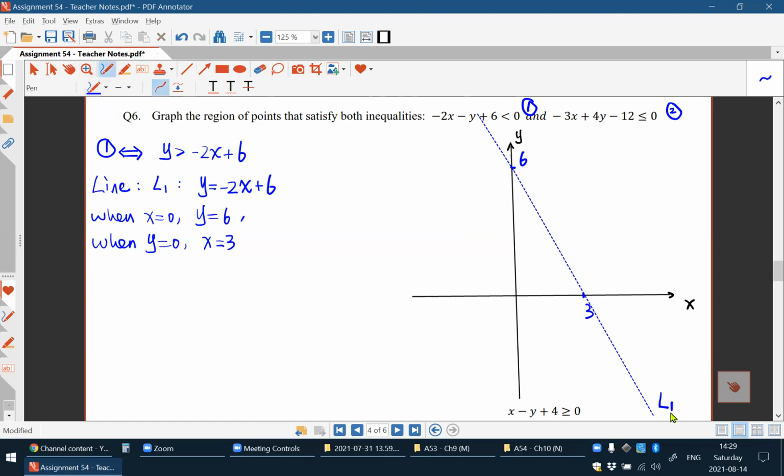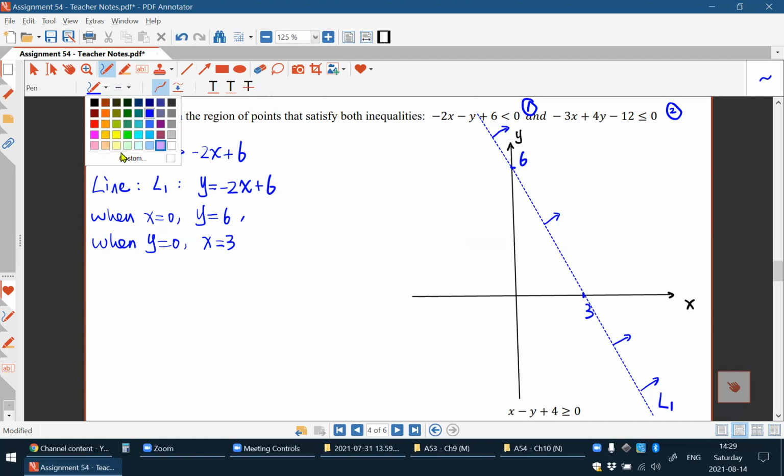L1. And the inequality says y should be greater than this line, right? Greater than means the region should be above this line. So this is our corresponding region, which is above this line, right? Okay, now let's consider the second line.